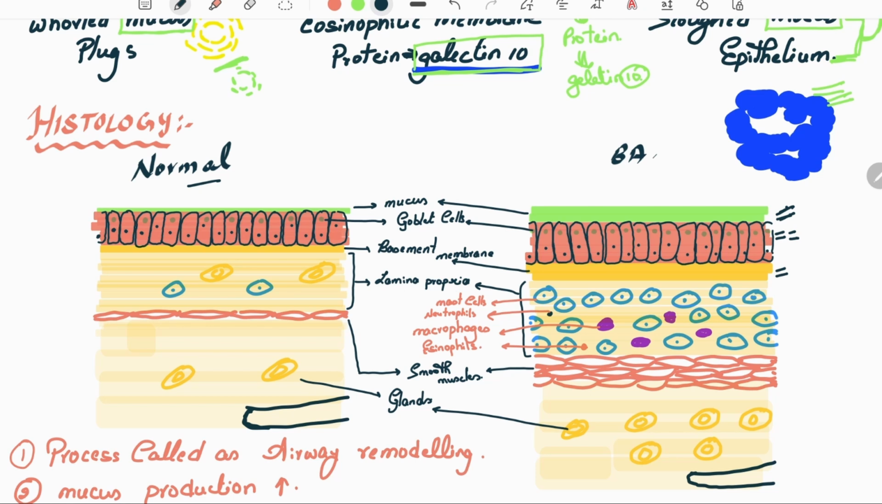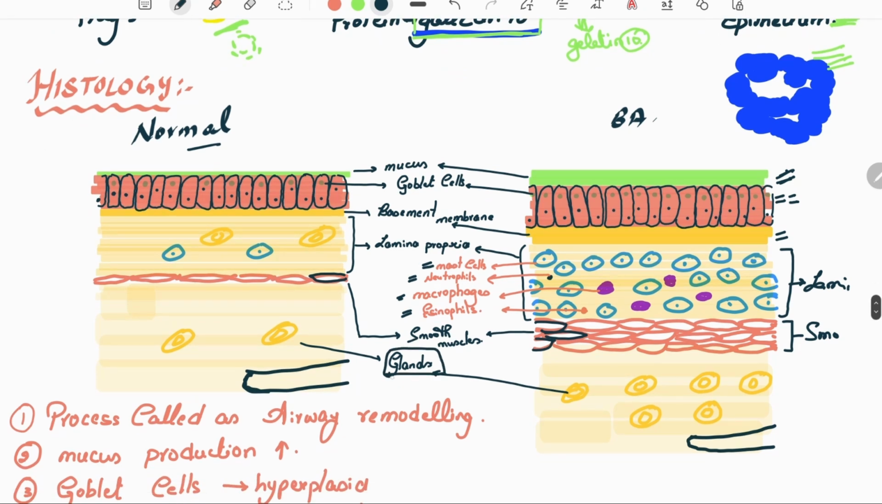And the lamina propria. In the lamina propria, we can observe mast cells, neutrophils, macrophages and eosinophils. These are all the cells that we observe in inflammation. So all the inflammatory cells come and occupy the lamina propria, and then we can observe there is an increase in the smooth muscles. Here there is only one layer of smooth muscle, but here there are many layers. And if you come down, this is cartilage, and here we can observe the number of glands increases in bronchial asthma.